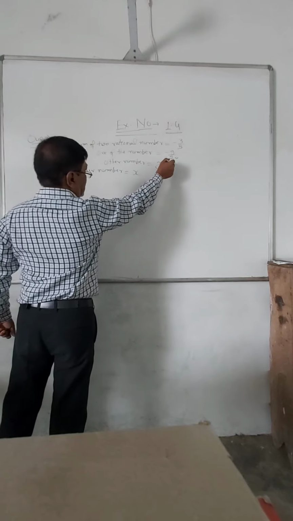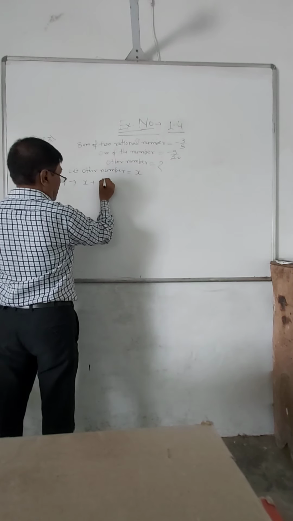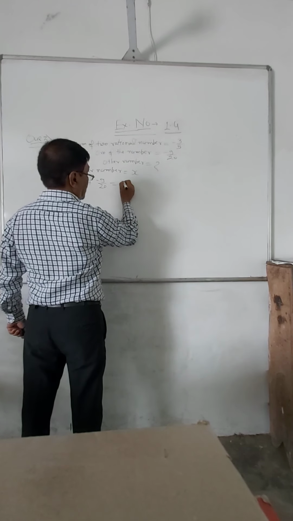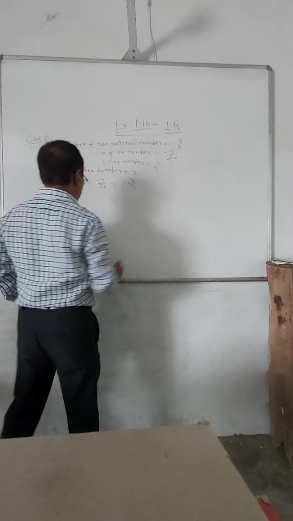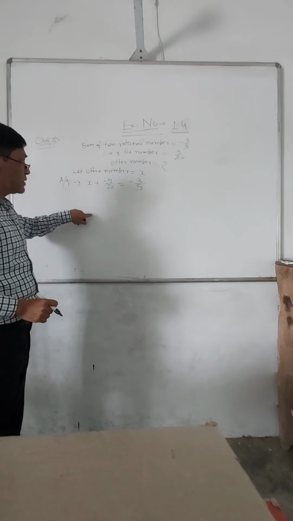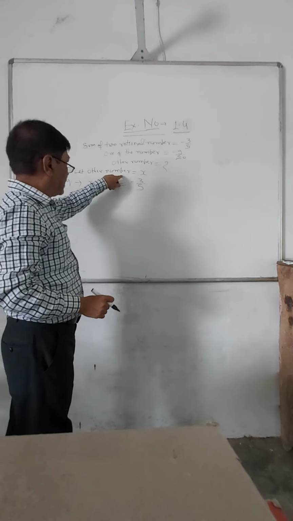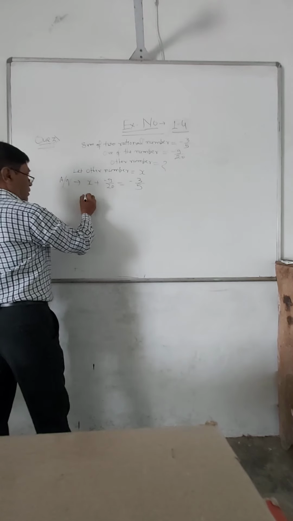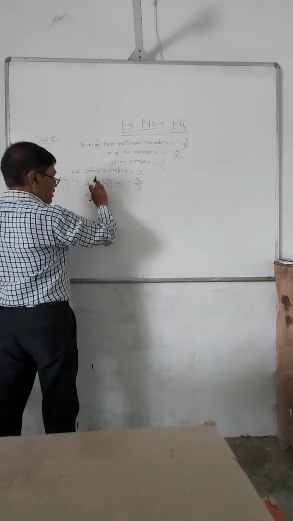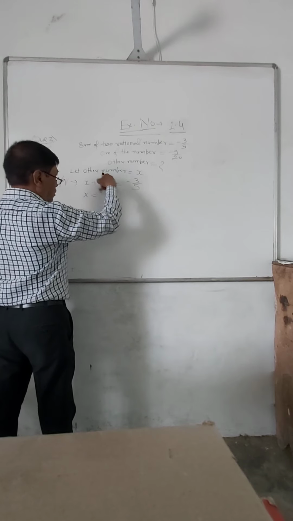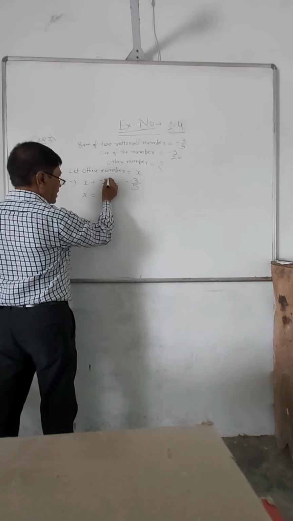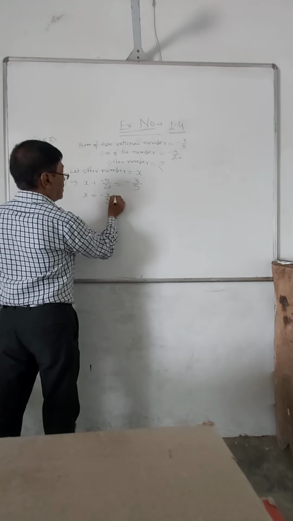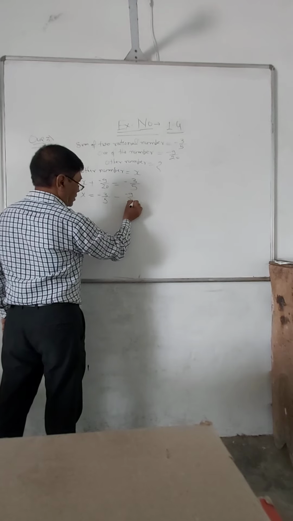So x plus minus 9 upon 20 is the sum of two numbers, minus 3 by 5. In this way, you find out the value of x, the other number. Whatever value comes for x will be your answer. So x is equal to how much? This number goes to the other side, so its sign will be changed. So here it is positive, so it can be subtracted: minus 3 by 5 minus 9 upon 20.